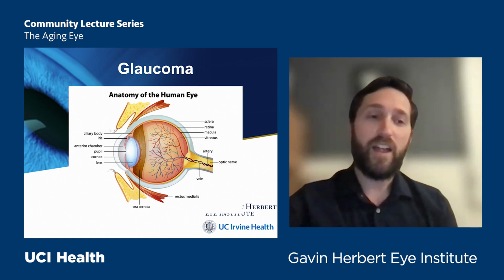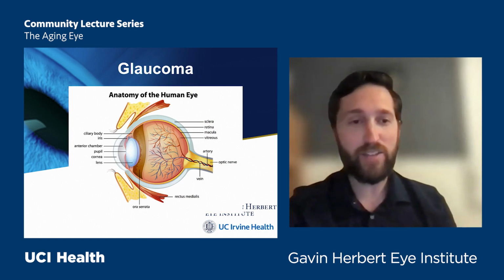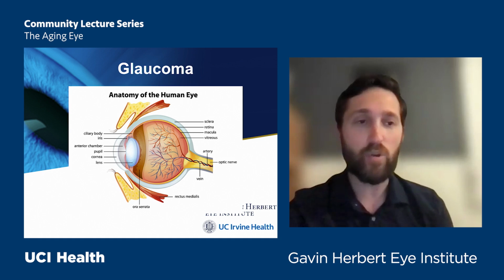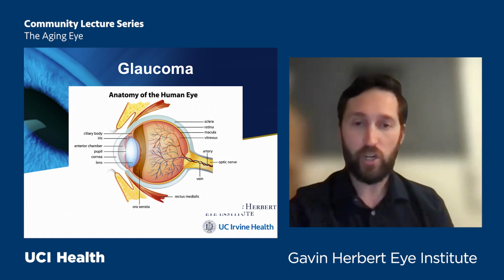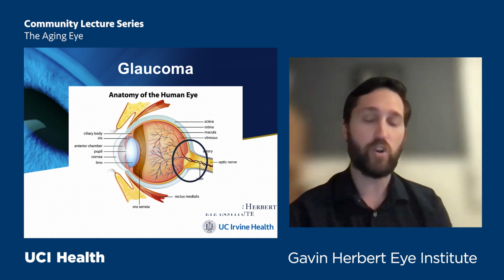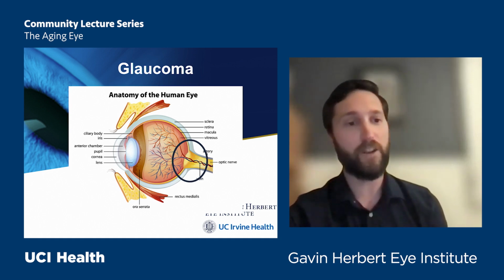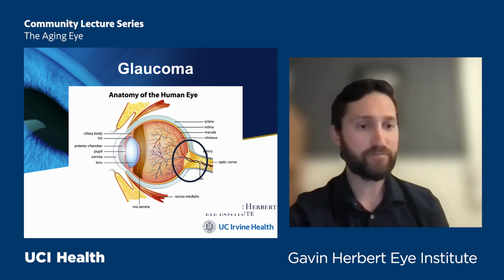Okay, the next subject is something more dear to me. This is what I especially do, which is glaucoma. Glaucoma is damage to the optic nerve. In this picture, the optic nerve is being circled. That's the yellow color in the very, very back. So we can go to the next slide.